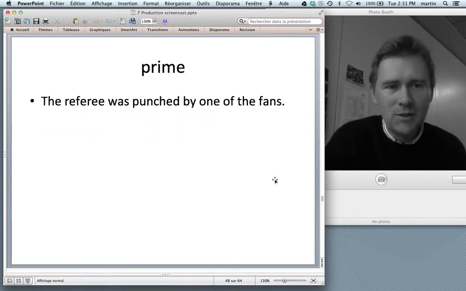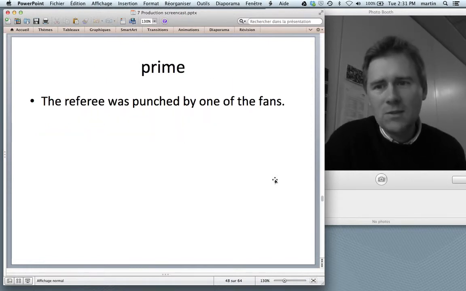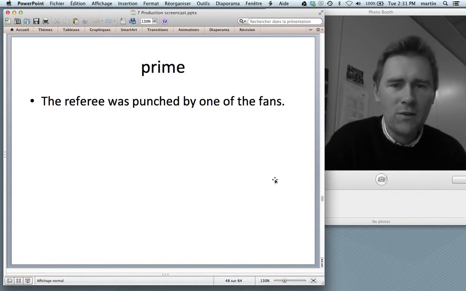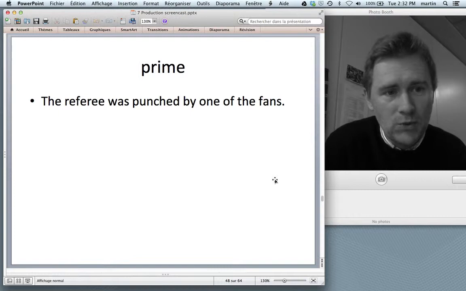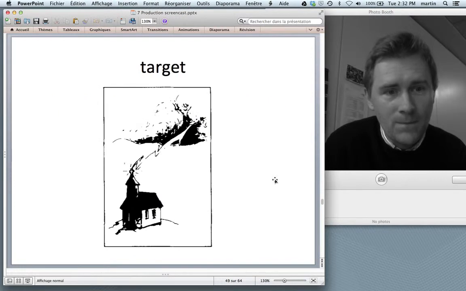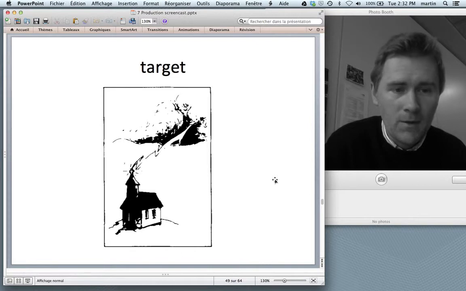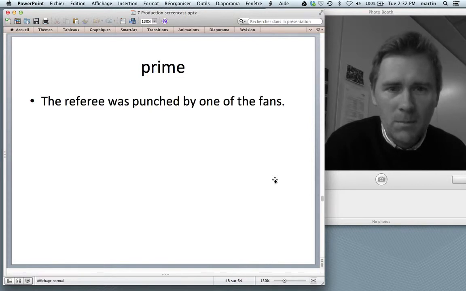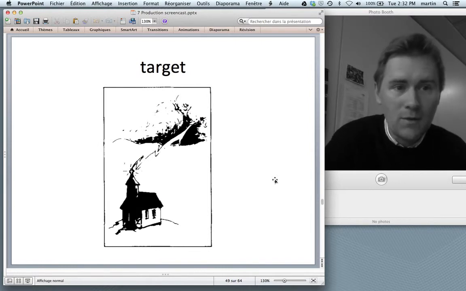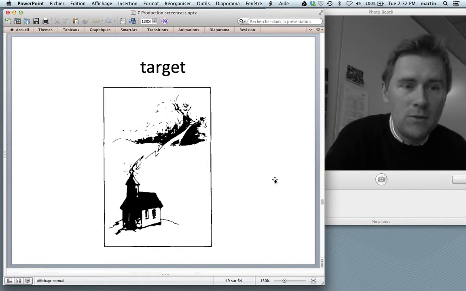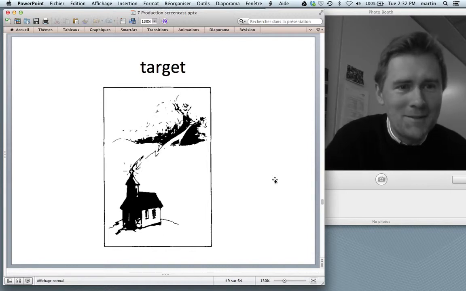So, for instance, if you're given a sentence like this one here, the referee was punched by one of the fans, you encounter that sentence, and afterwards, a friendly psychologist asks you to describe this picture. You're actually likely to use a passive construction and say, oh, that church was hit by lightning. Because you were primed with a passive. So here you have the passive. And so after being primed with a passive, you're more likely to use that passive if an occasion presents itself, which it does here.